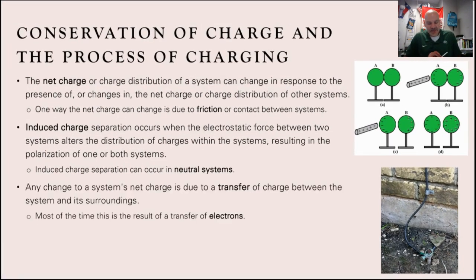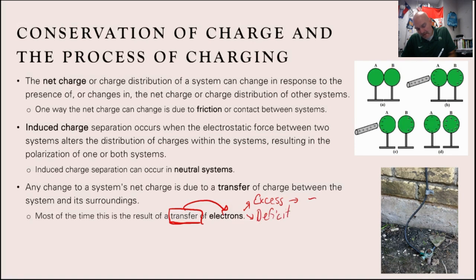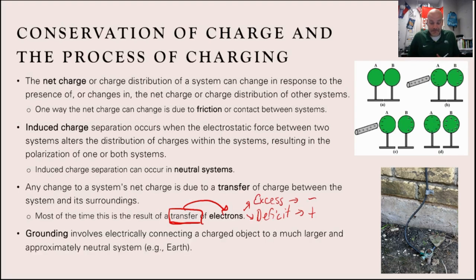Now, any change to a system's net charge is due to a transfer of charge between the system and its surroundings. And what happens is it's the transfer of electrons, right? Not necessarily the transfer of protons. In fact, you can't transfer protons. It's the transfer of electrons. So if you have, again, we talked about it in the last video, right? If I have an excess of electrons, that's a negatively charged object. And if I have a deficit, right, that is a positively charged object.